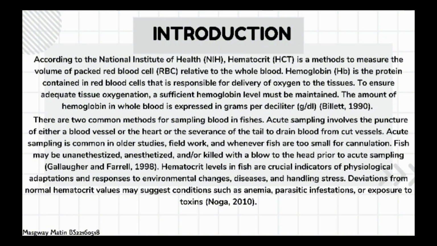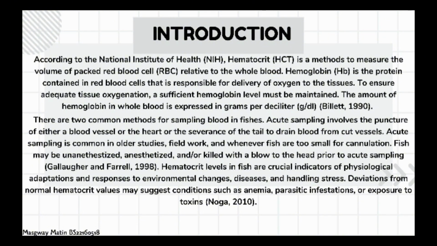Hemoglobin (Hb) is a protein contained in red blood cells that is responsible for delivery of oxygen to the tissues. To ensure adequate tissue oxygenation, a sufficient hemoglobin level must be maintained. The amount of hemoglobin in whole blood is expressed in grams per deciliter.